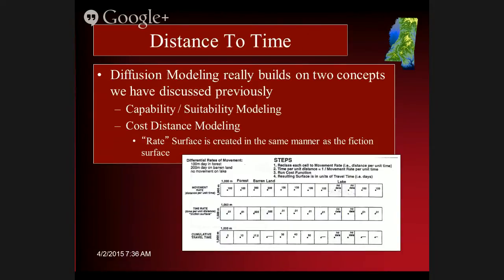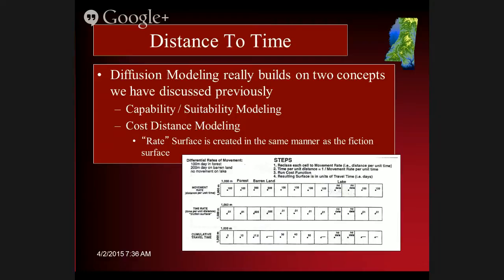So how do we actually implement what I'm talking about? Well, in this case, this type of diffusion modeling really builds on two different concepts. The first we've already discussed, capability suitability modeling. The second is cost distance modeling. Remember what we did in cost distance modeling? We created a surface where the surface represented the time that it took to get back to the source based on a cost layer. So that was the output of that data set.